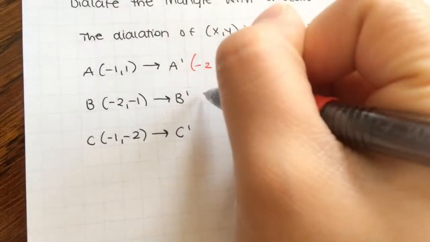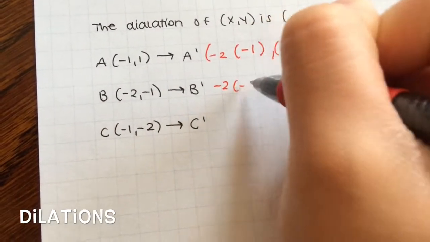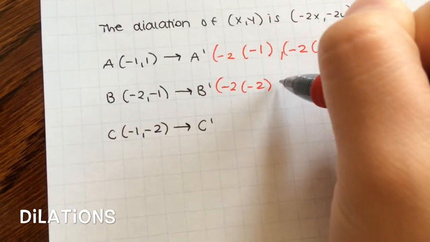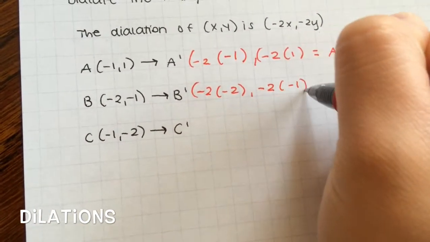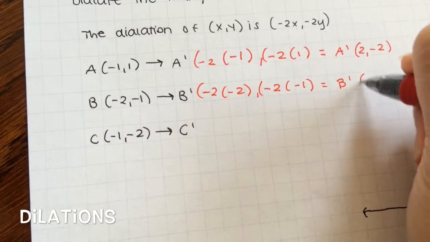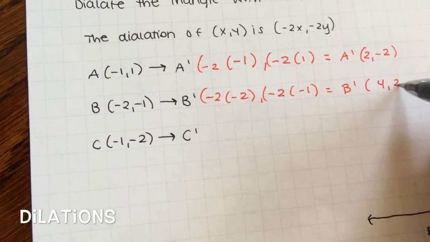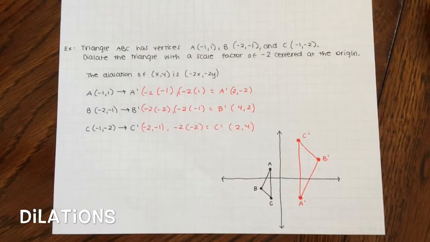To show another example, we would do point B. That would be -2 times -2 for point x, and then also -2 times -1 for point y. And that will give us B prime, which would be 4, 2. After you have dilated all of your coordinates and graphed it, this is what it would look like.